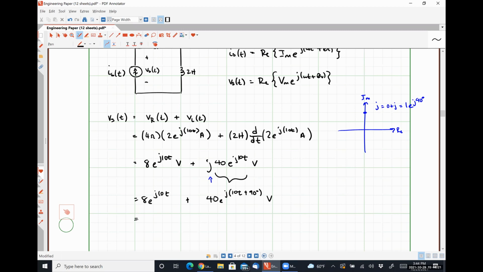And then we can easily see that we have 8 angle 0 degrees plus 40 angle 90 degrees, where I'm suppressing that omega dependency. I'm suppressing the frequency term. That is the exact operation that we did to get that shorthand result.